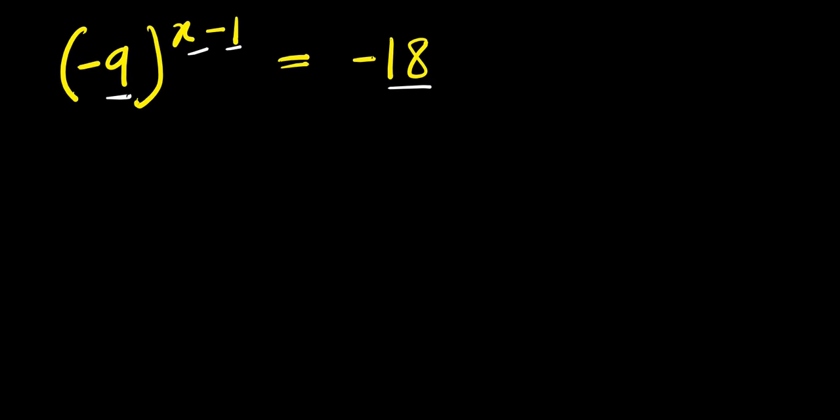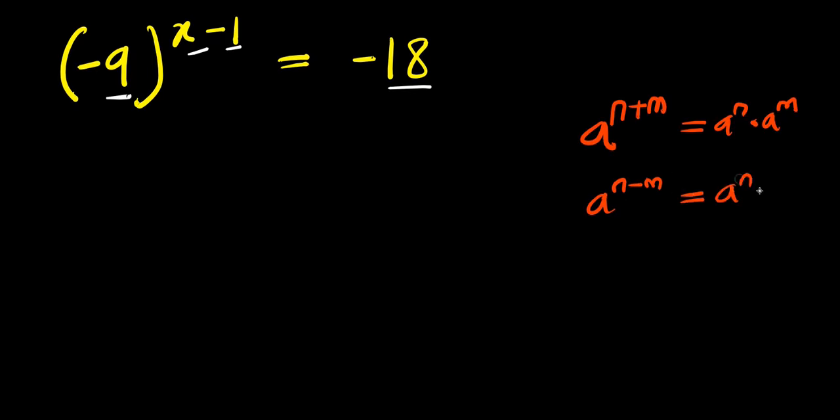So let's start by using this identity. If you have a to the power of n plus m, this equals a power n times a power m. That means a to the power of n minus m will be a power n times a power negative m. And remember, a power negative 1 is the same thing as 1 over a. So a power negative m will be 1 over a power m. So let's do that here.